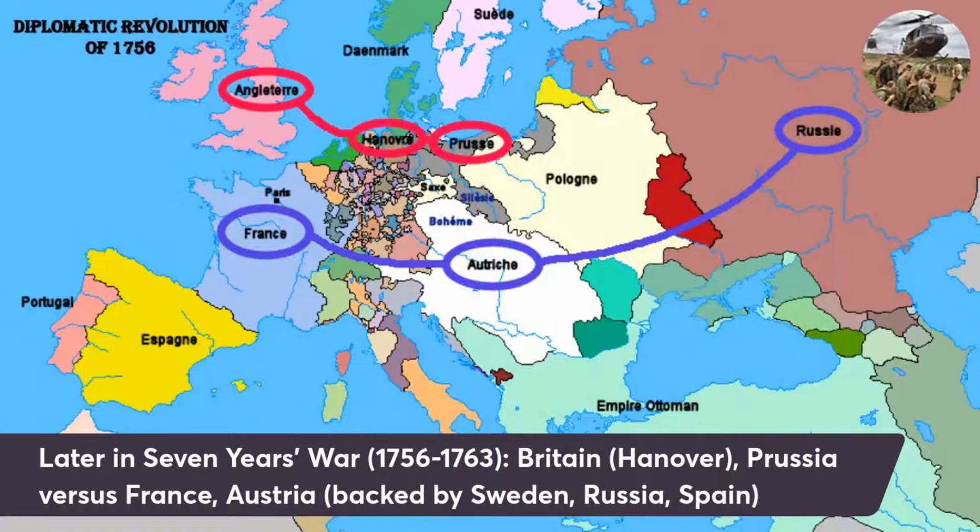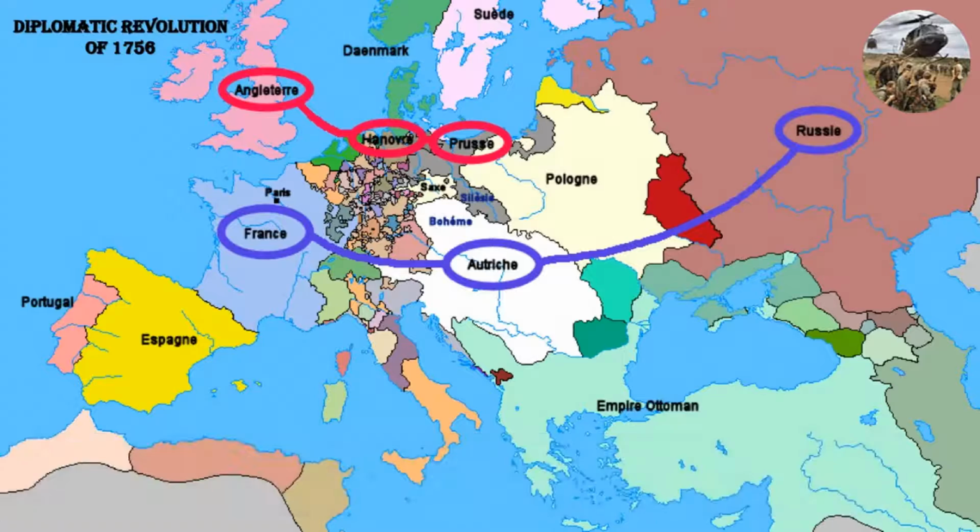So Frederick doesn't fare well. That's one thing about Frederick. He doesn't fare well during the 7 Years' War. In fact, at one point, Prussia gets overrun by multiple countries. Sweden, Russia, Austria, I think France overrun him at one point, but he somehow survives the war.